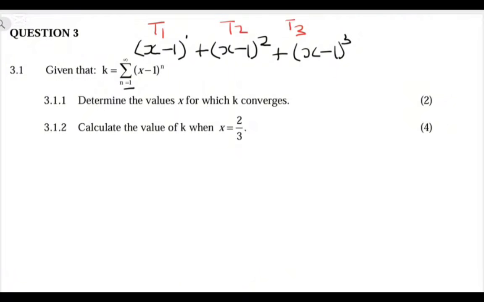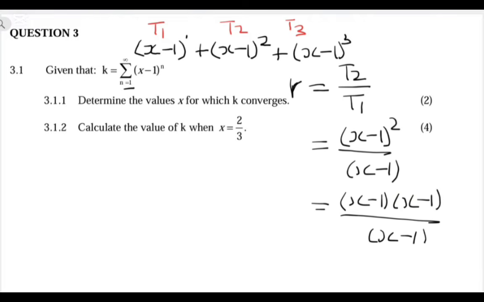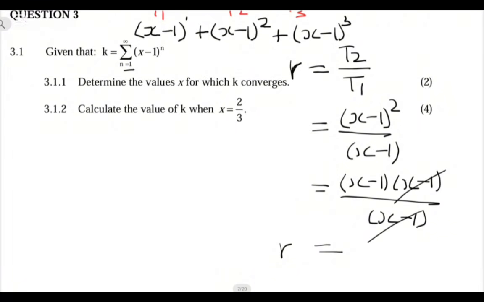So our ratio, as you know, is equal to term number 2 divided by term number 1. Term number 2 is (x minus 1) squared, divided by x minus 1. The top is the same as (x minus 1) times (x minus 1), divided by x minus 1. As you can see, one factor cancels out, so our ratio is equal to x minus 1.